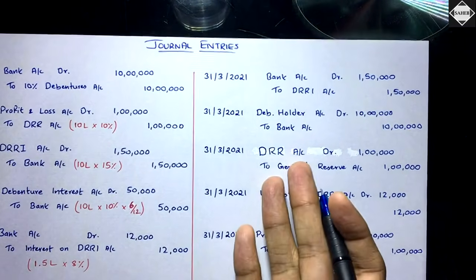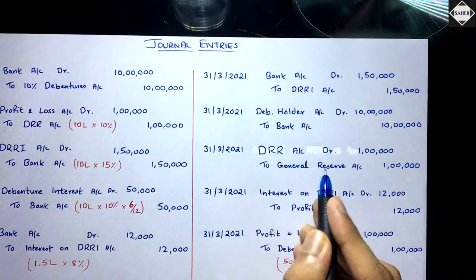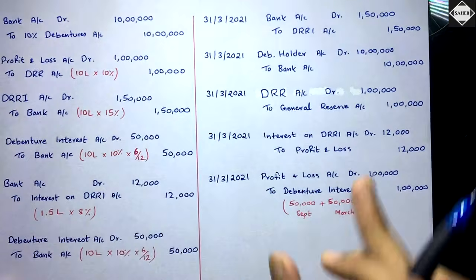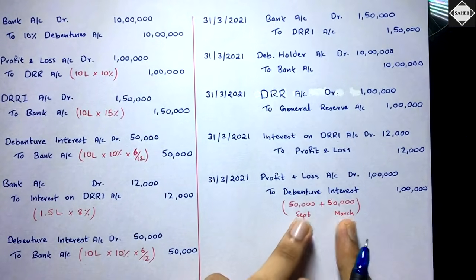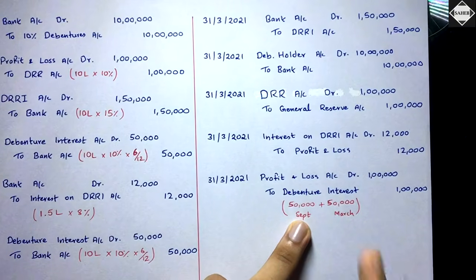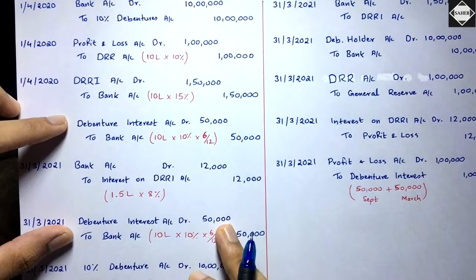And then what is the purpose of DRR? There is no purpose of DRR after the redemption, so we transfer the money from DRR to general reserve, and then we close off the nominal accounts, the income account and the expense account. But here, while taking the payment of debenture interest, you have to see properly and take the two amounts properly. Yeah, 50,000, 50,000, because there are 2 entries of that.